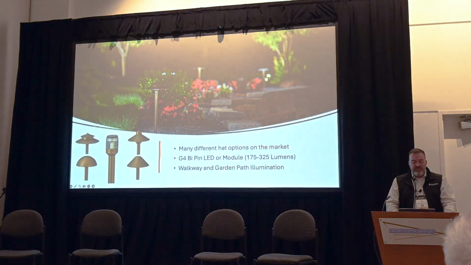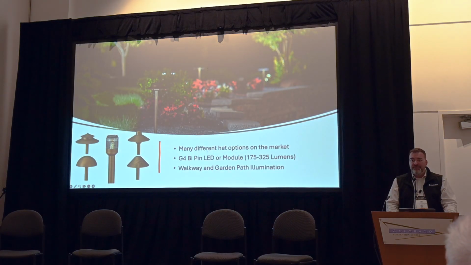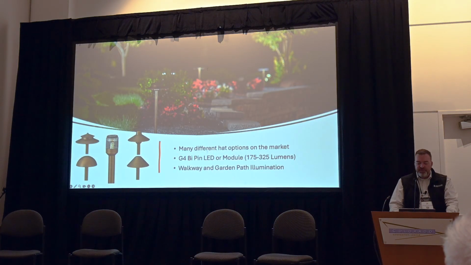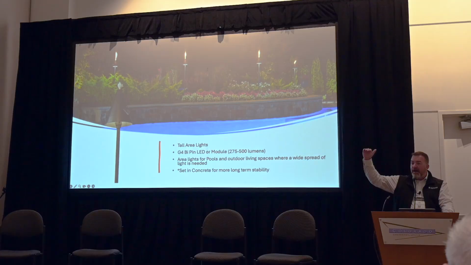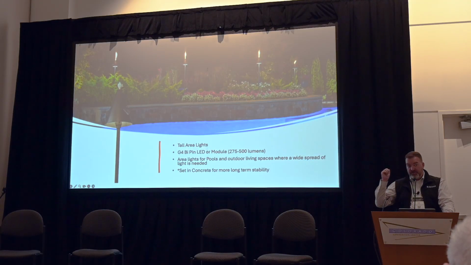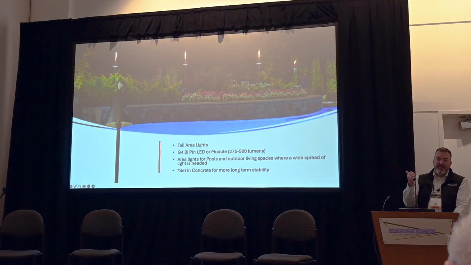Path and area lights, so you've got the ubiquitous cap and stick. You see a lot of those around, with a lot of different hat options. Again, you could have modules, you could have G4 bipins, tall area lights, right? You could have tikis, things that are 5-6 feet high. One thing we recommend with these is they're a huge cantilever. They're great for around pools and pool decks where you need a wide area light, but just be careful because people bump them. And what we recommend is don't use the plastic stake that comes with them.